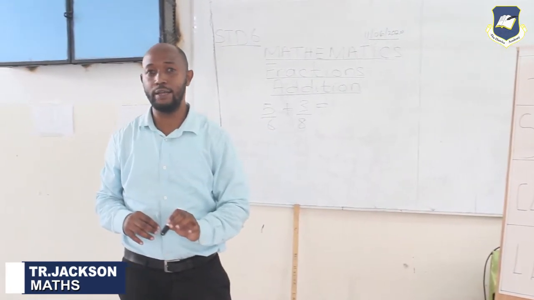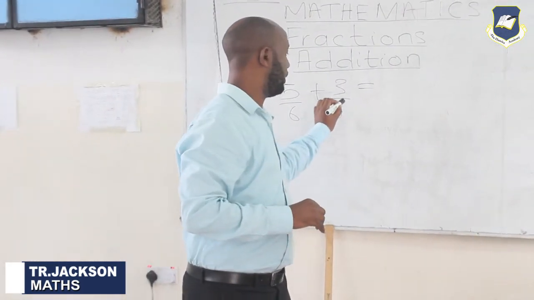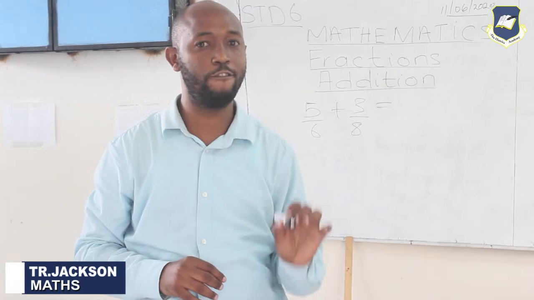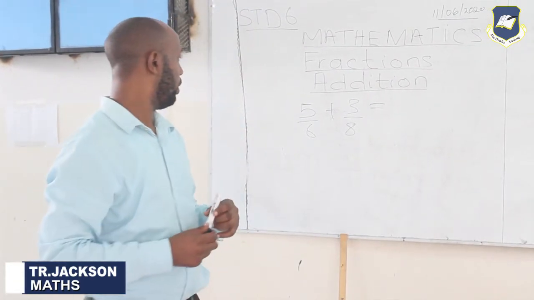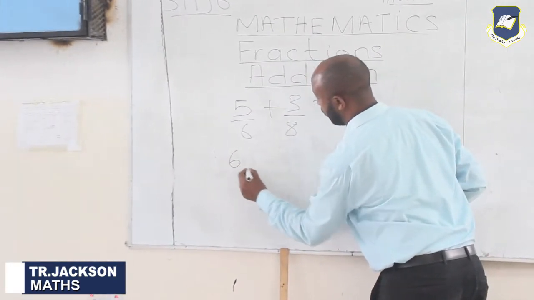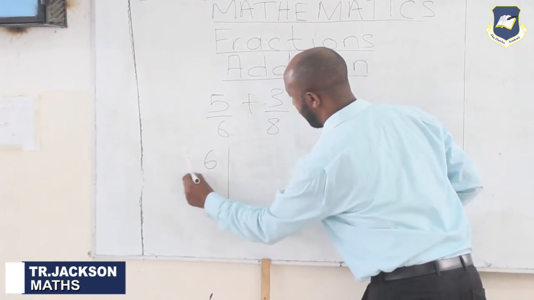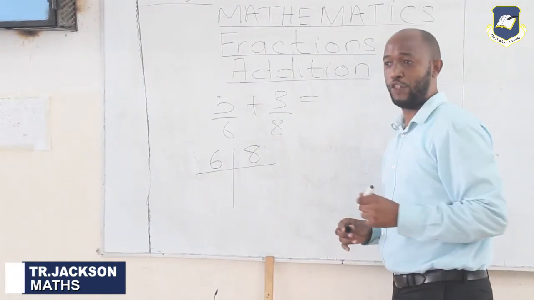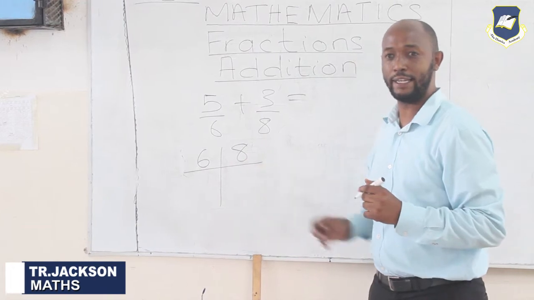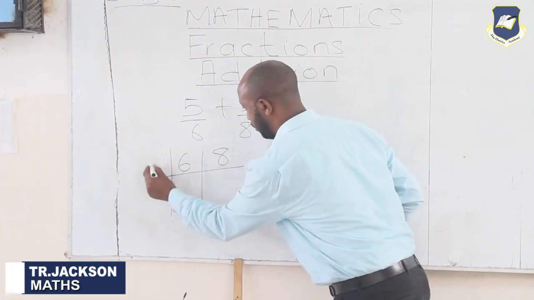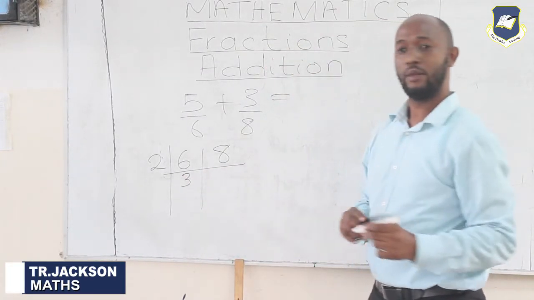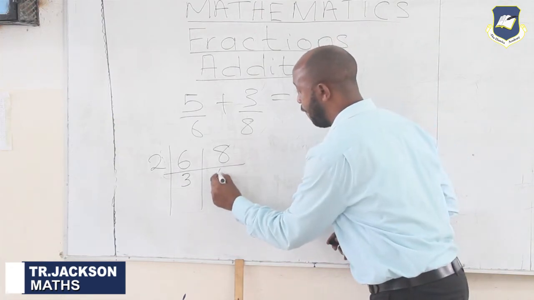And our denominators here are 6 and 8. So we are supposed to look for the LCM of 6 and 8. So let's look for the LCM of 6 and 8. To look for the LCM of 6 and 8, we are supposed to look for a number that can divide 6 and 8. Let's start with 2. 6 divided by 2 is going to be 3. 8 divided by 2 is going to be 4.